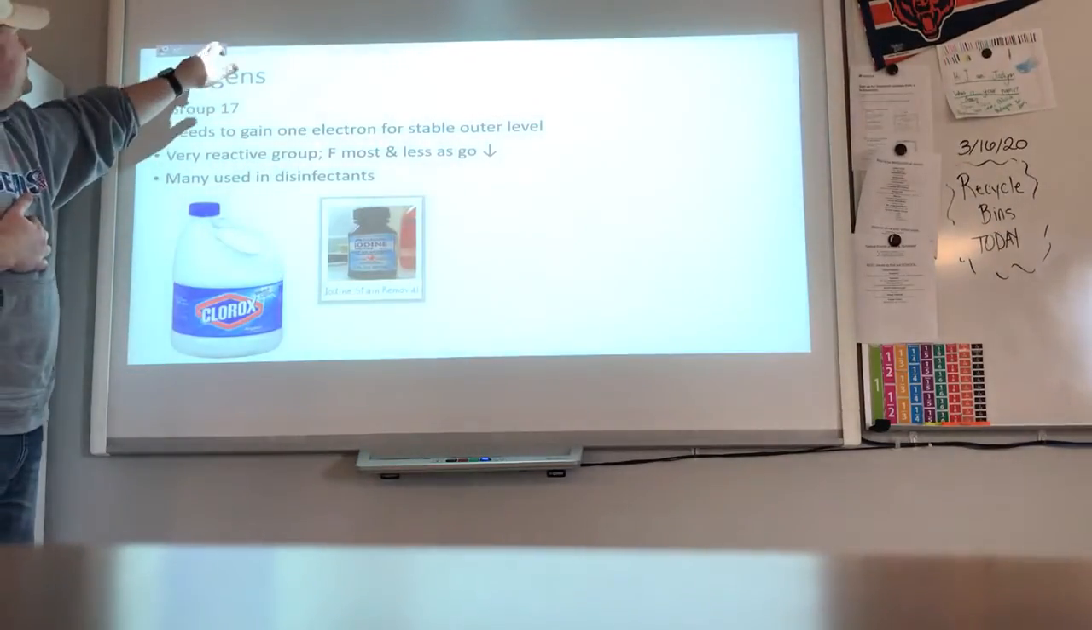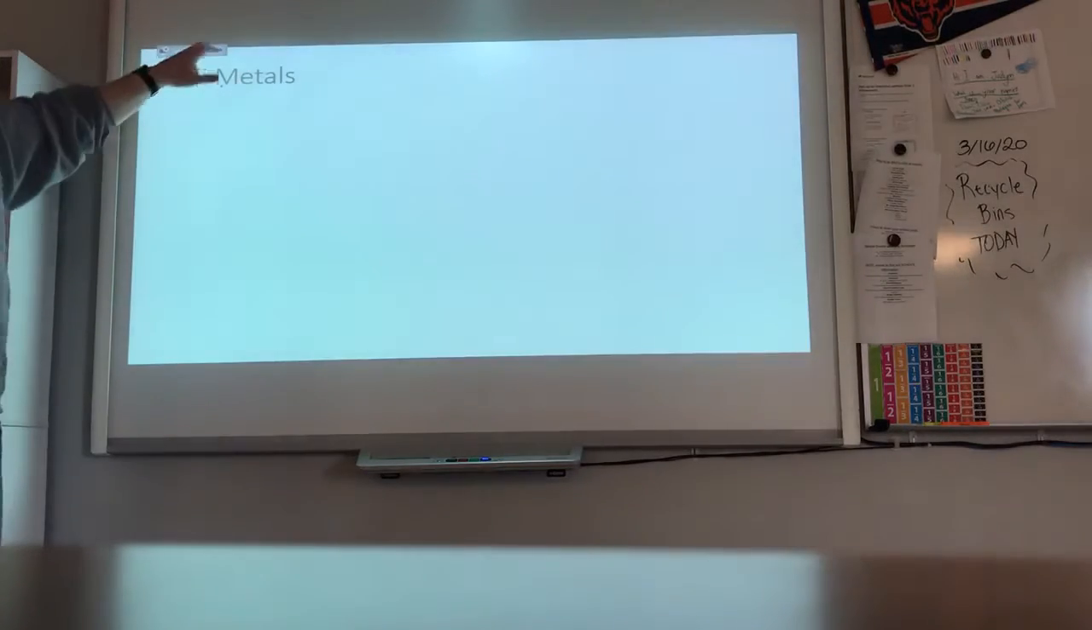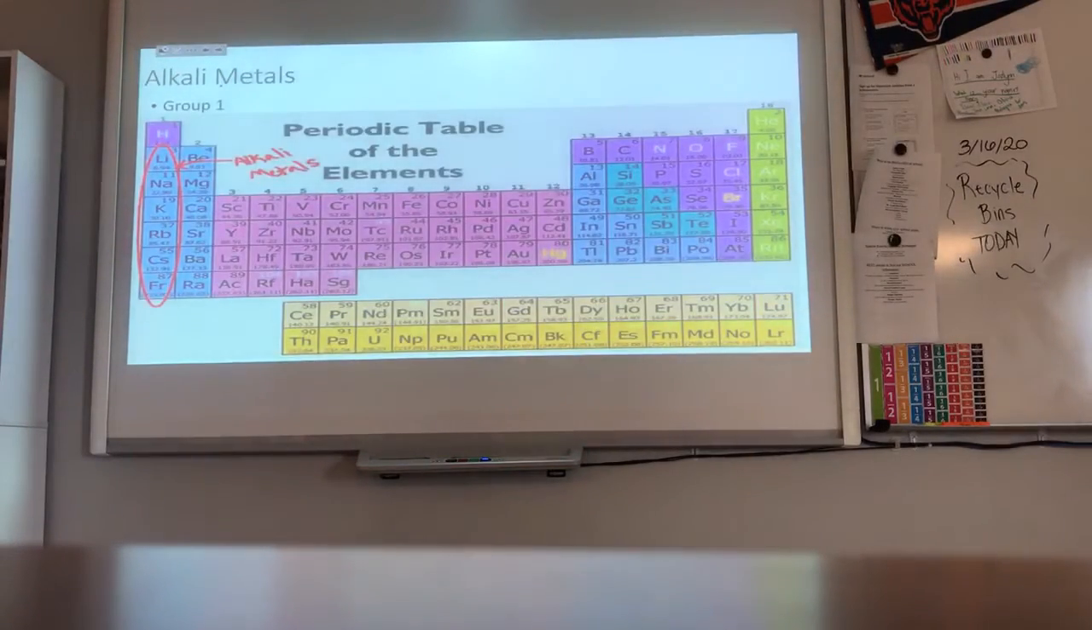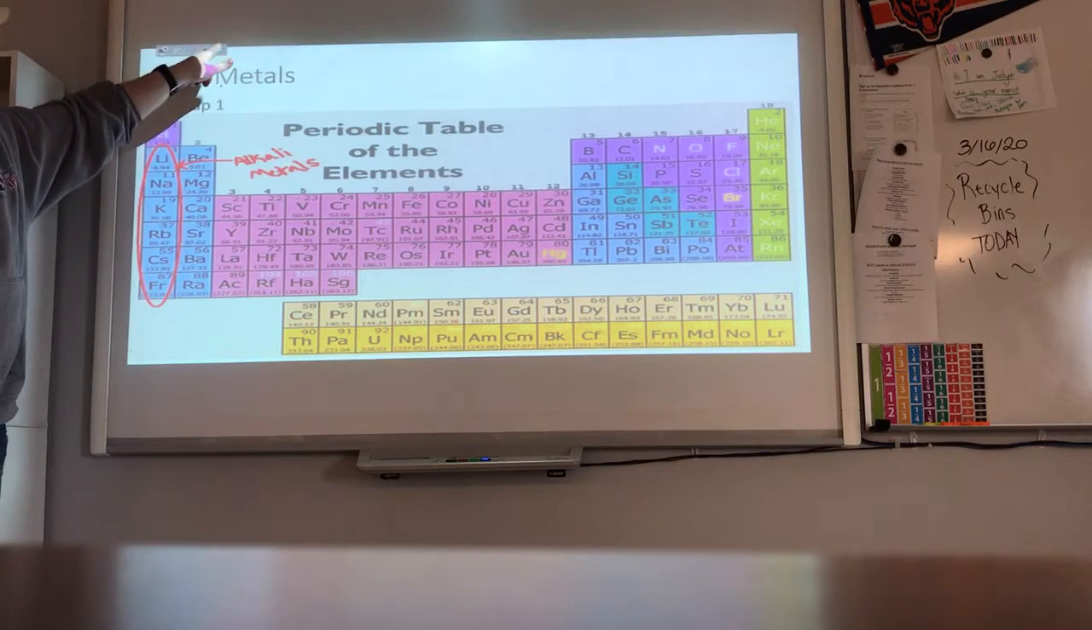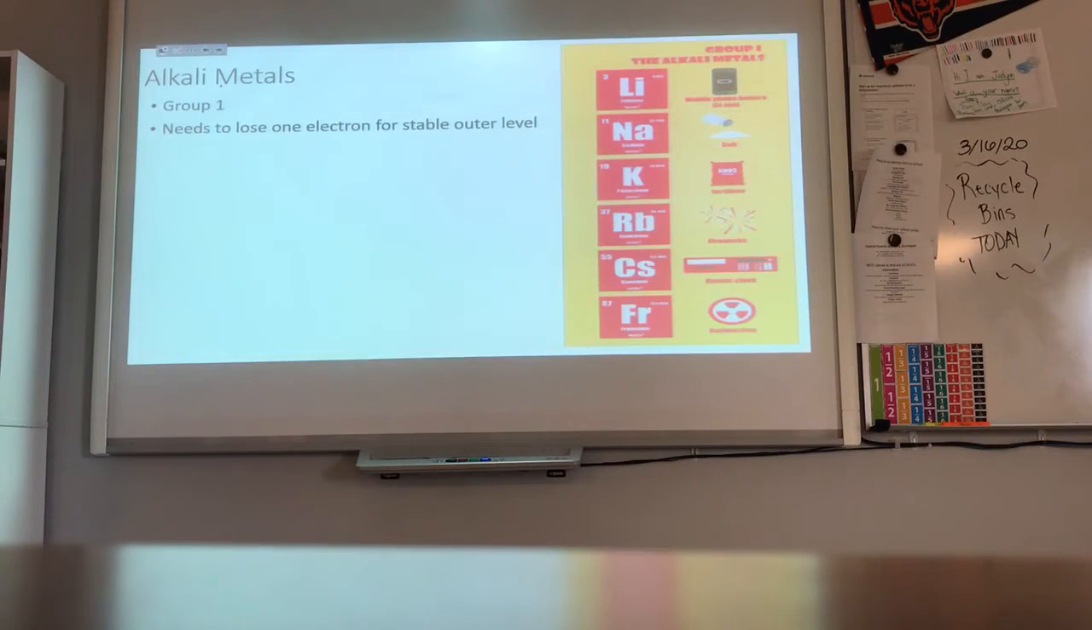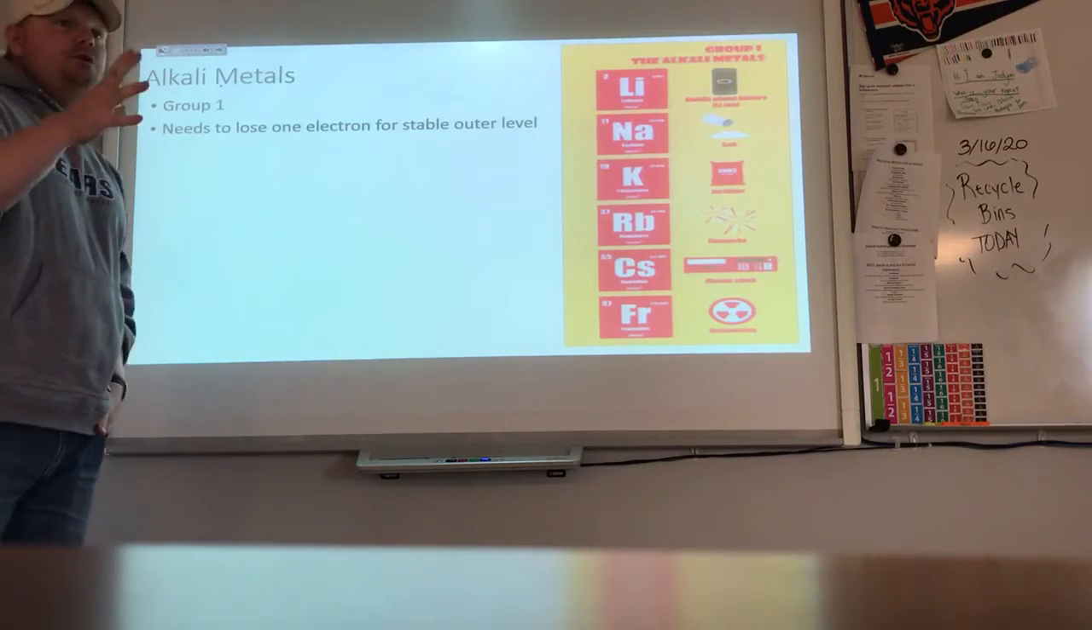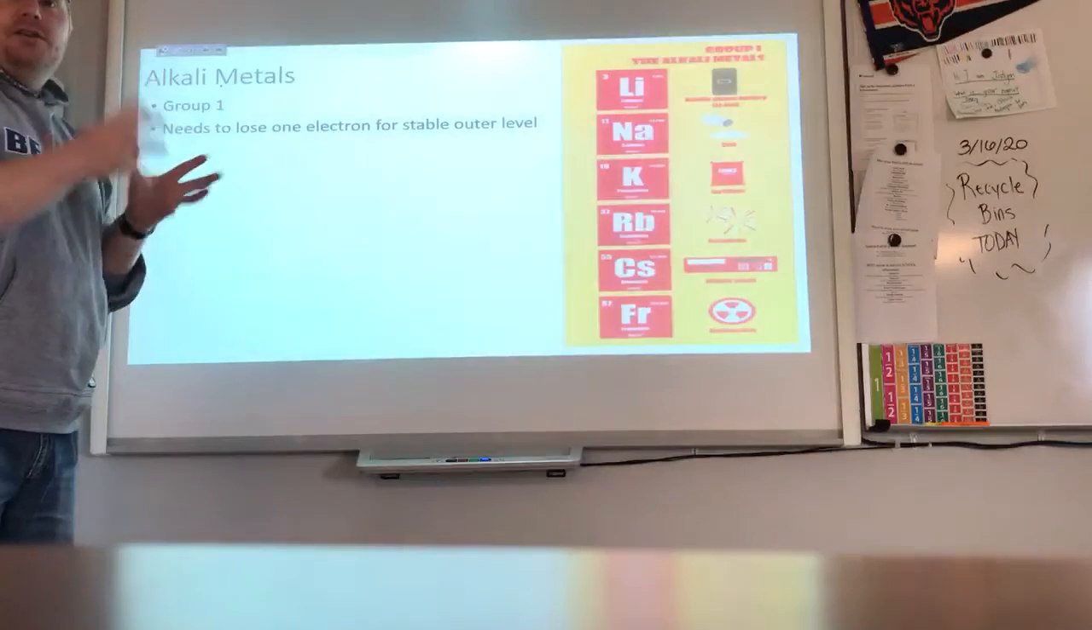Hopefully you remember. All right, alkali metals. They're group 1. Notice, hydrogen not circled. It does have 1 electron in its outermost level, but it is not part of this group. It starts with lithium and it goes down. It needs to lose 1 electron. So it just has 1 electron in the outer level. If it can lose that, then it goes down to a lower level that is full.